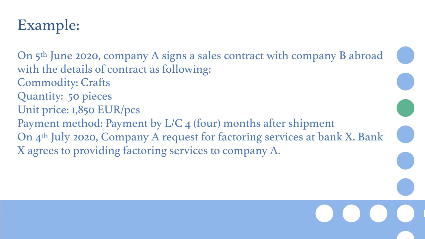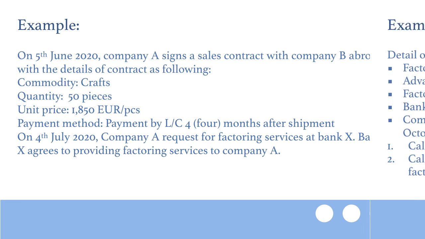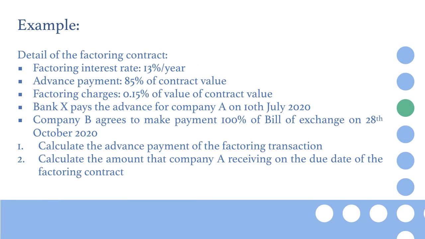On the 4th of July, 2020, Company A requests factoring services at Bank X. Bank X agrees to provide factoring services to Company A. The details of the factoring contract are as follows. Factoring interest rate is 13% a year. Advance payment is 85% of contract value. Factoring charge is 0.15% of contract value.